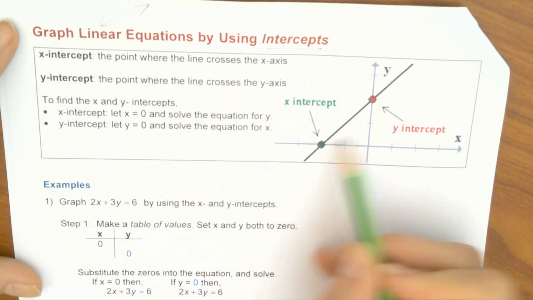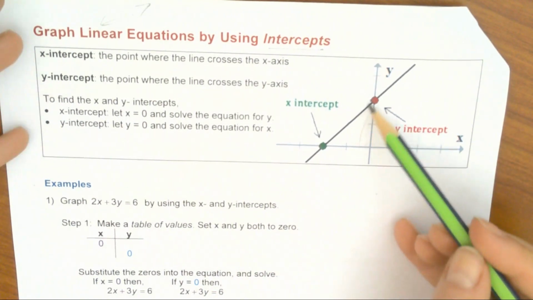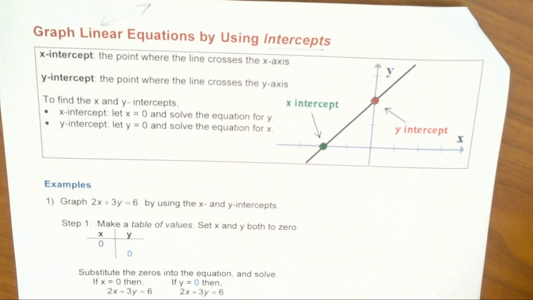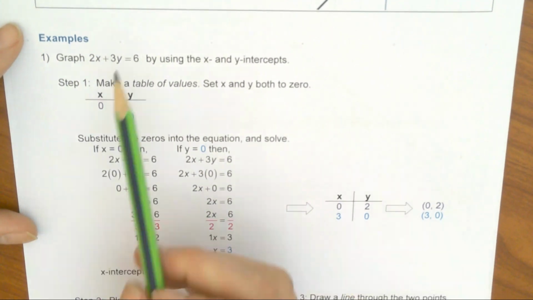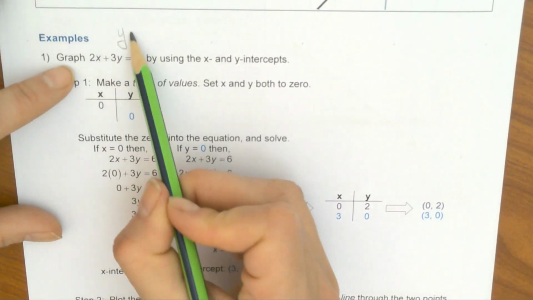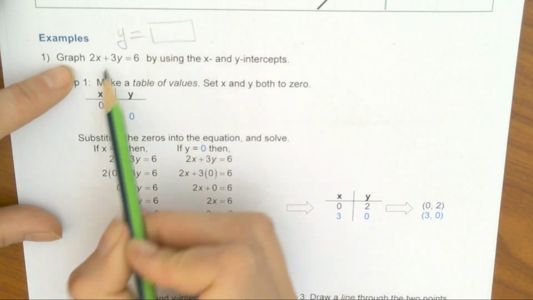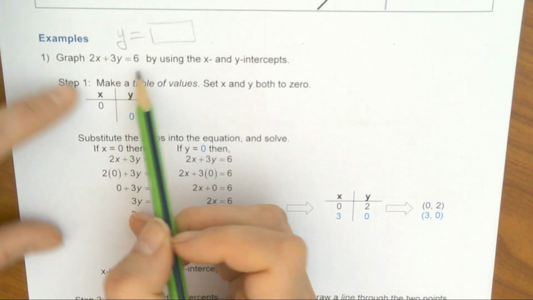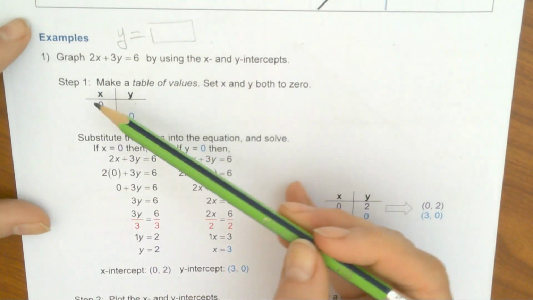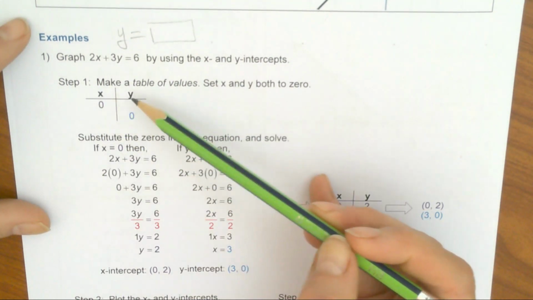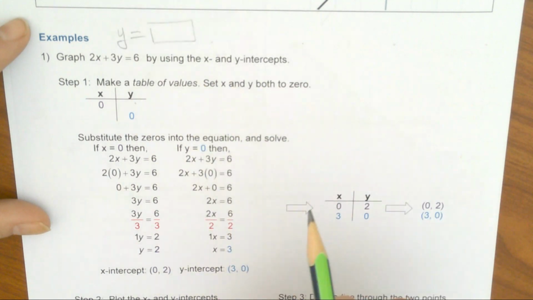Okay? How many intercepts do we have? 2. So how many points do we have to find? 2. Okay? And it's exactly the same as before, but you don't have to have it y equals something. You can just have it looking any way you want. You make a table of values like before, but now you let x equal 0 and y equal 0. Okay? So let's do that.